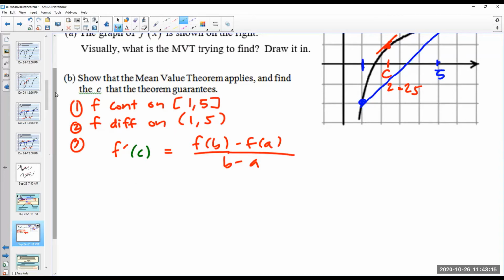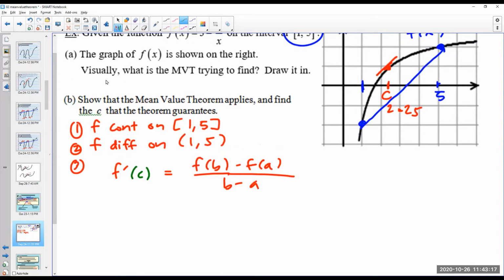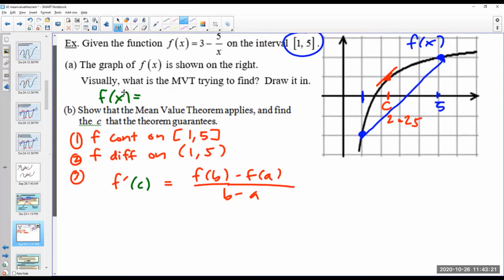So what's the derivative of f? Here my f of x is equal to 3 minus 5x to the negative 1. Are you guys good with that rewrite? Because I'm not going to be able to take the derivative unless I rewrite it. Let's go ahead and take the derivative. What's the derivative of 3? 0. What's the derivative of negative 5x to the negative 1? 5x. All right, I'm done with the left side.